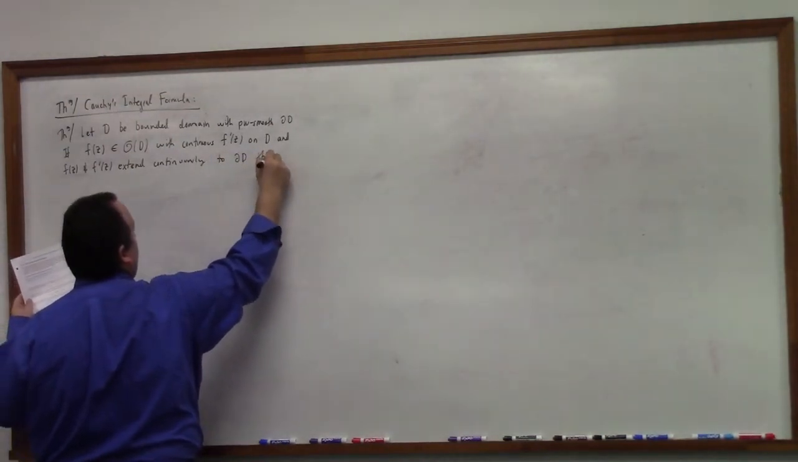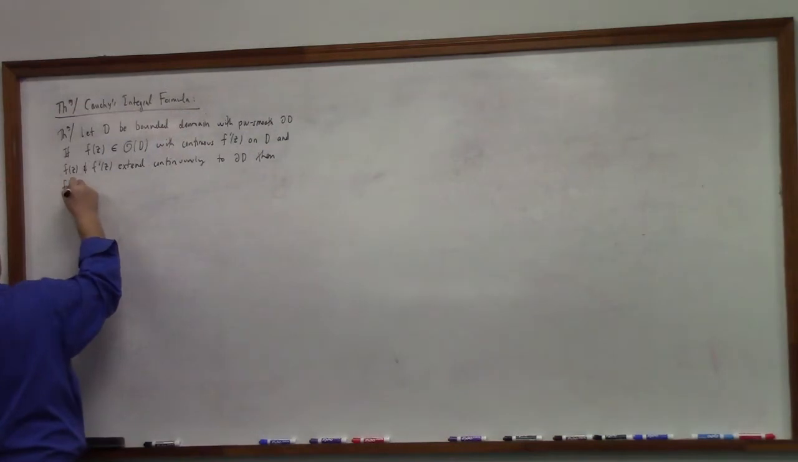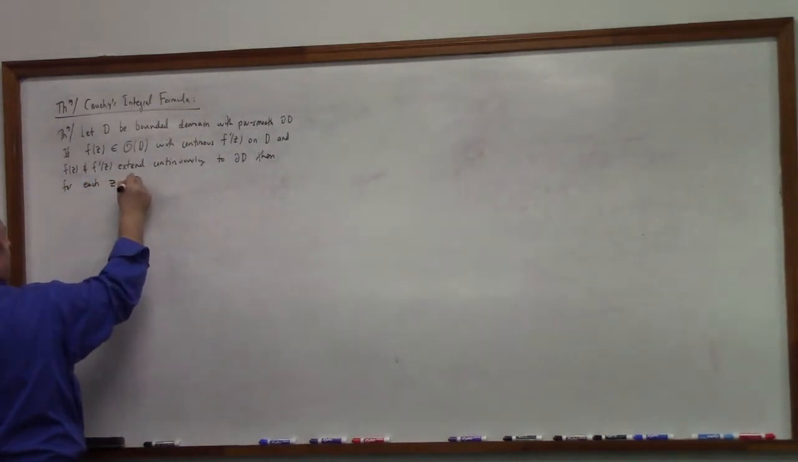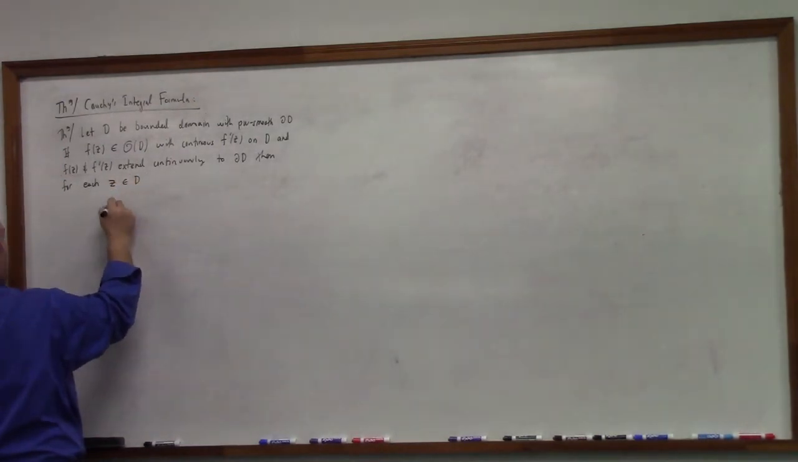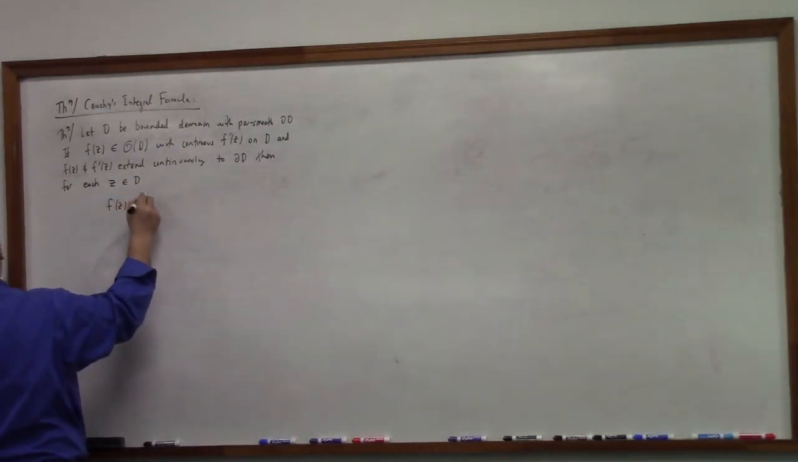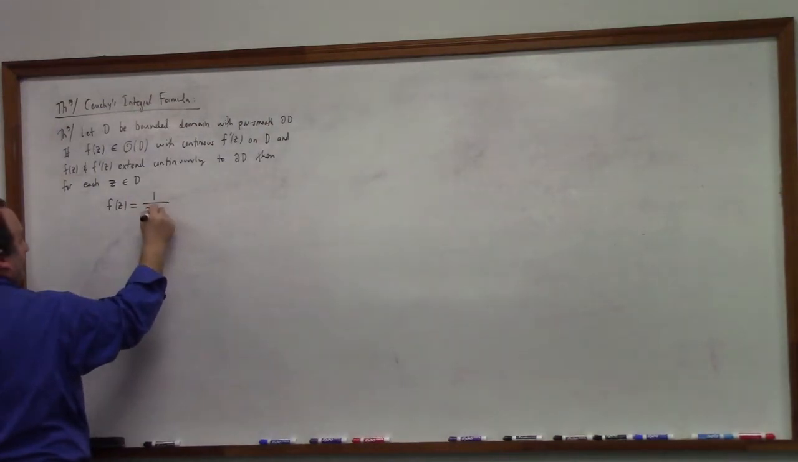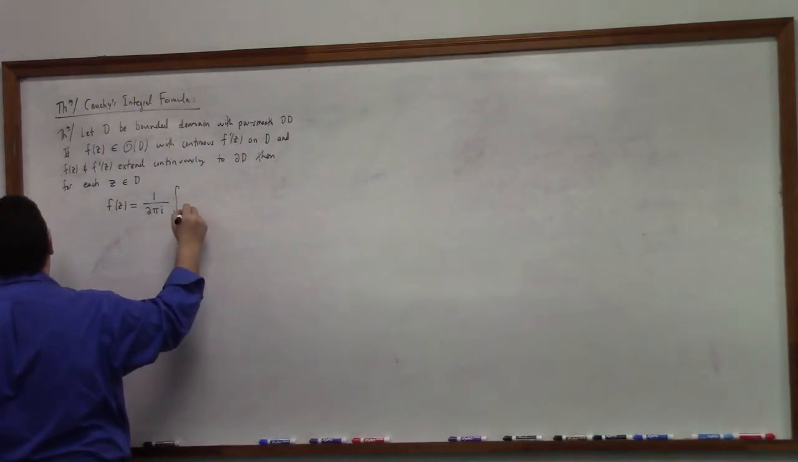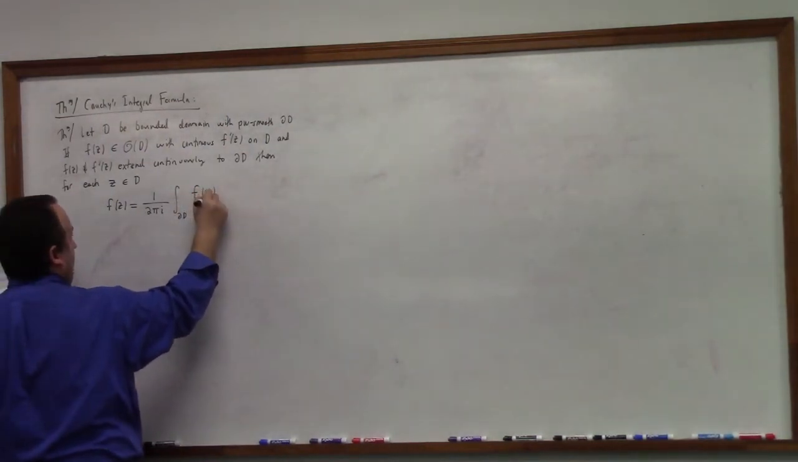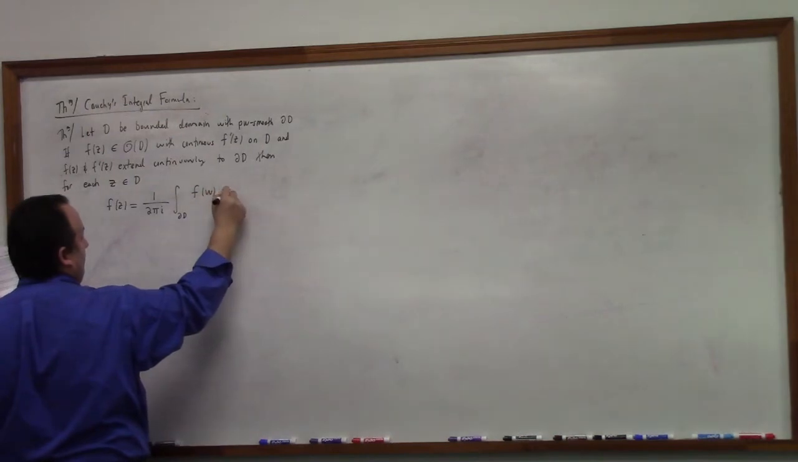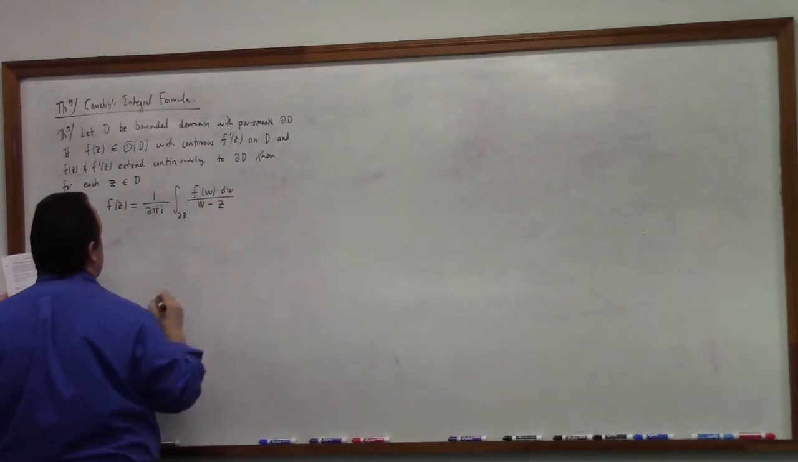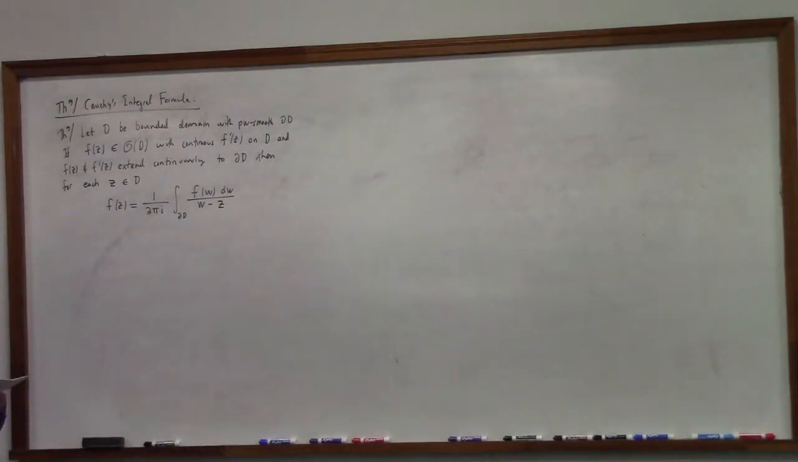Then for each z in D, we have f of z is equal to 1 over 2 pi i times the integral over the boundary of D of f of w dw over w minus z. All right. So let's prove this thing.